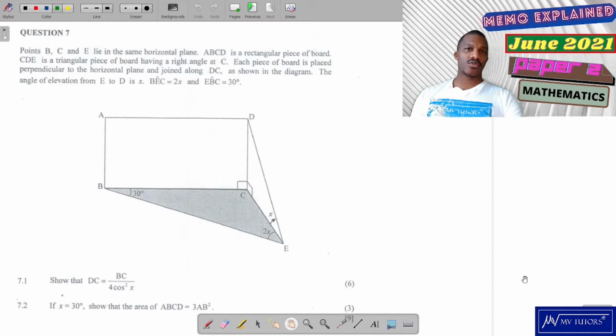We are now doing question 7 of the Mathematics June 2021 exam, and we are trying to explain this memo. We're given the memo and we're trying to explain it in a more digestible way.